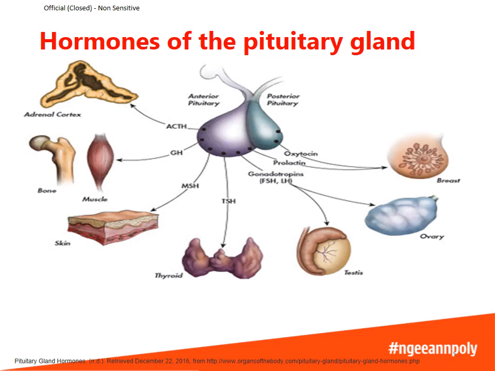The posterior lobe stores and secretes two hormones which are produced by the hypothalamus. Oxytocin is involved in contraction of the uterus during childbirth and in breast milk production. Antidiuretic hormone ADH increases the reabsorption of water by the kidneys.